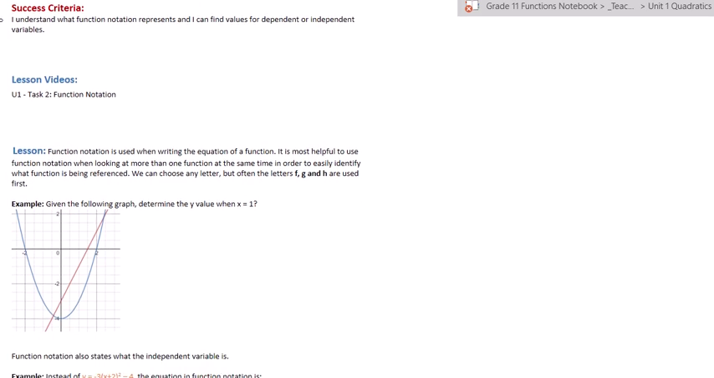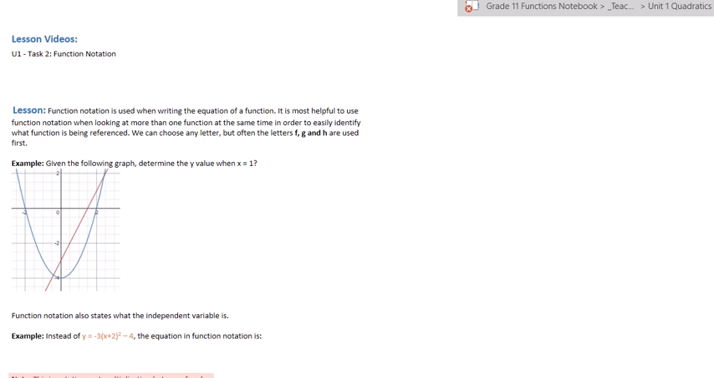It is most helpful to use function notation when looking at more than one function at the same time in order to easily identify what function is being referenced. Now we can choose any letter for this, but often letters f, g, and h are used first. So for example, given the following graph, determine the y value when x is 1. And that's where function notation comes in handy, because here we have two graphs. We have a quadratic function and we have a linear function.